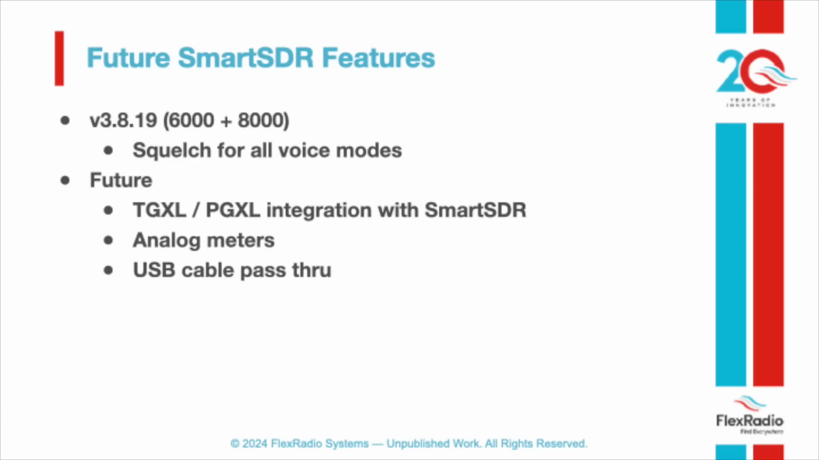All right, I'm going to move on and talk about SmartSDR features now that are new. So we just released version 3.8.19. It works both on the 6000 and the 8000 series. We added squelch across all voice modes. Prior, we only had it in FM. Now it works in AM and sideband and that sort of thing if you want squelch. This is an often requested feature, so it's not one that I would use, but a lot of people use it apparently. We do have TGXL and PGXL integration with SmartSDR.